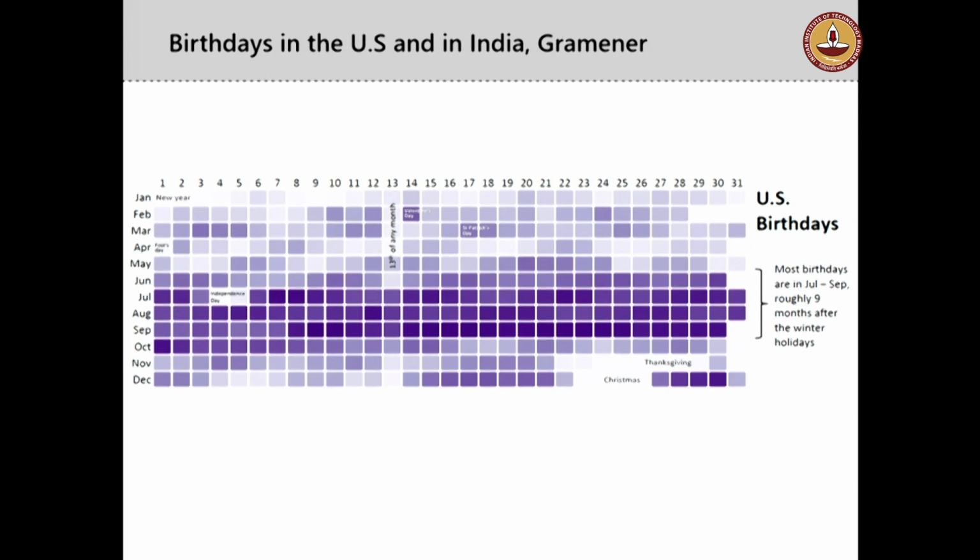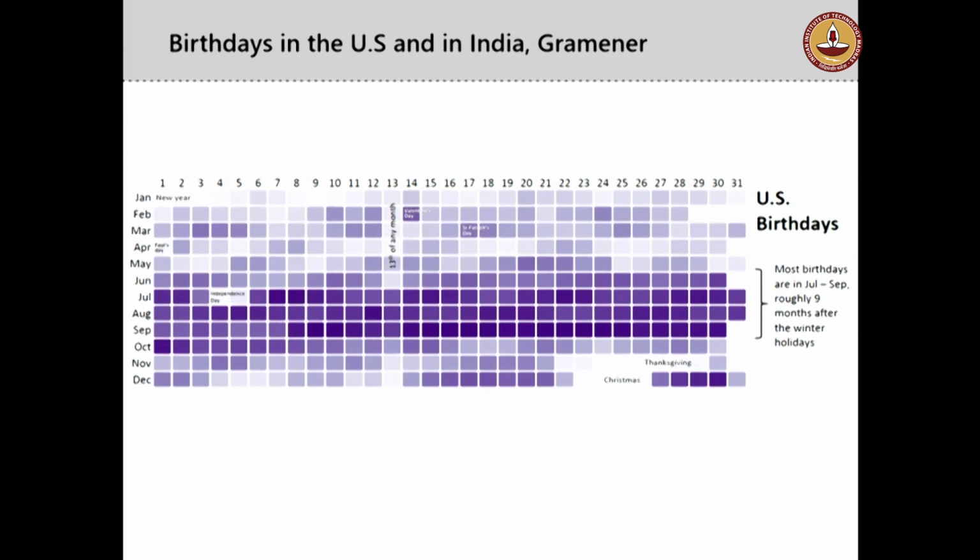So now the US data, when it was plotted, purely based on how many babies are born on a specific date in a year, this is how the pattern falls. You can see that the lighter ones are fewer babies, the darker ones are more babies, right? So the months July, August, September are the darkest, meaning that more babies are born.